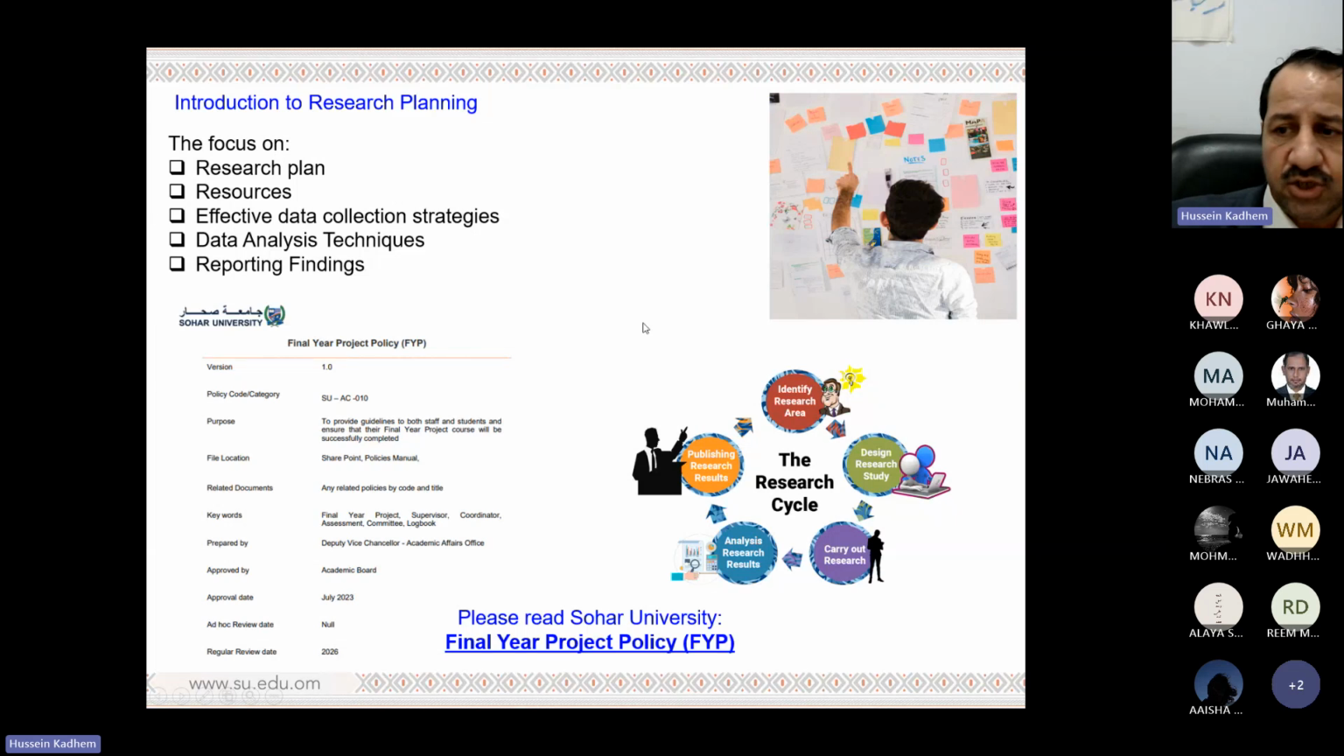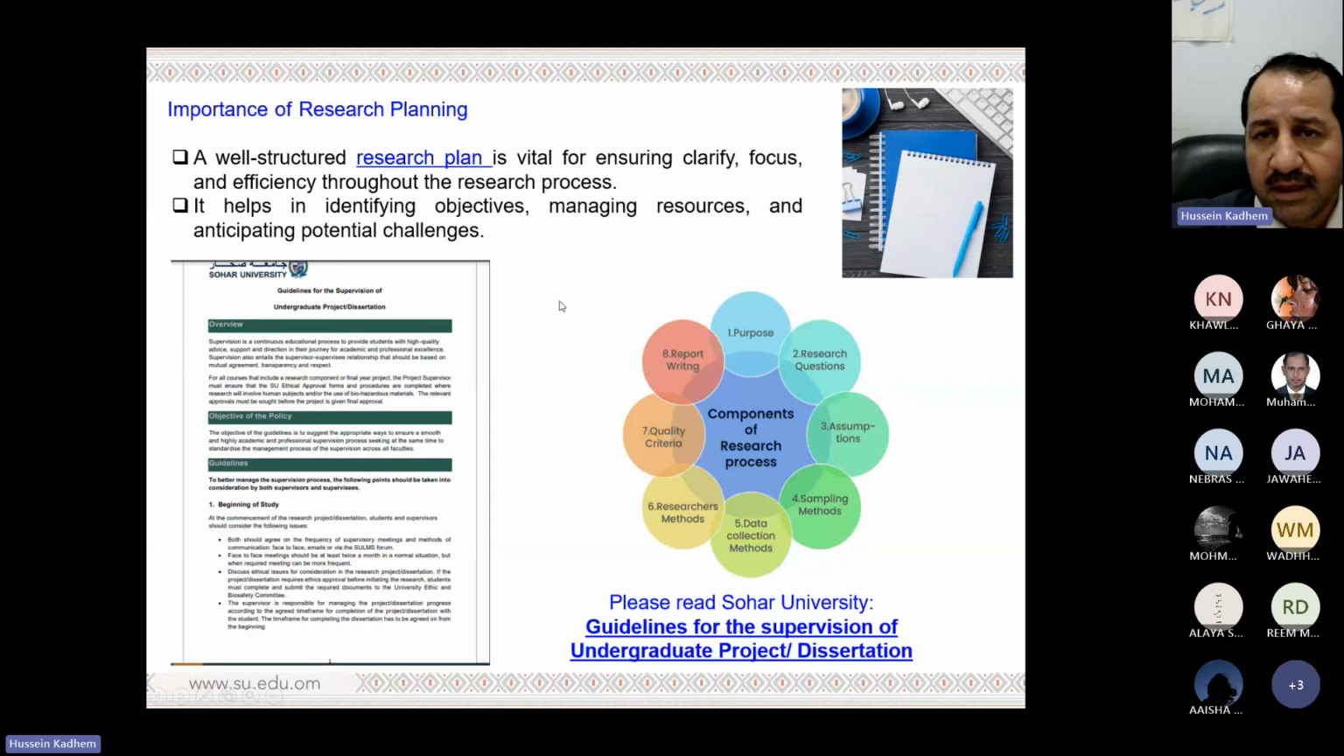So simply, the research plan talks about the steps, starting from having a problem statement, the questions driven by the problem, objectives, scope, limitations, research methodology, and so on. So how will you go through the steps? Simply, they make it a cycle: identify the research area, design the research, carry out the research and analysis, and then you publish your report in a final year project report.